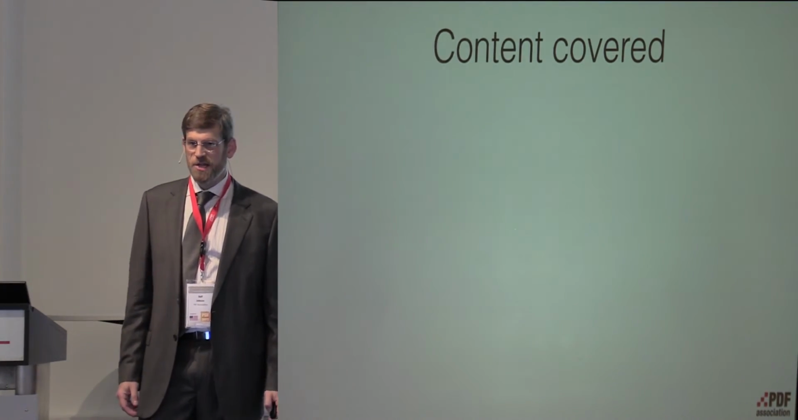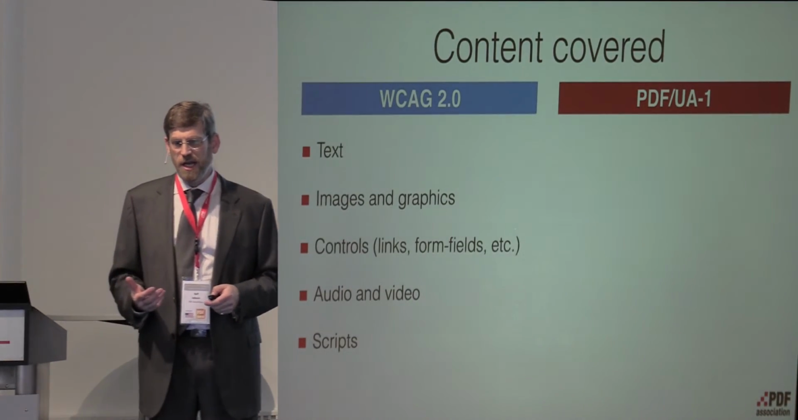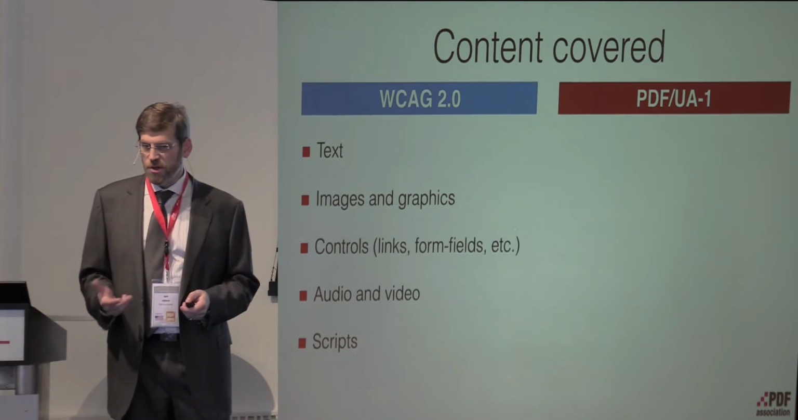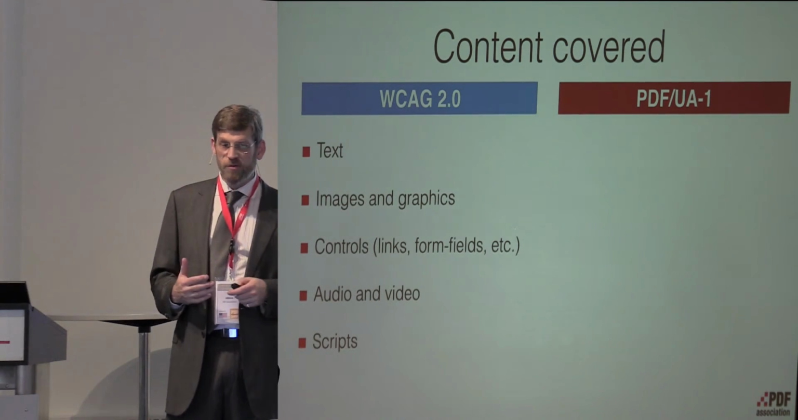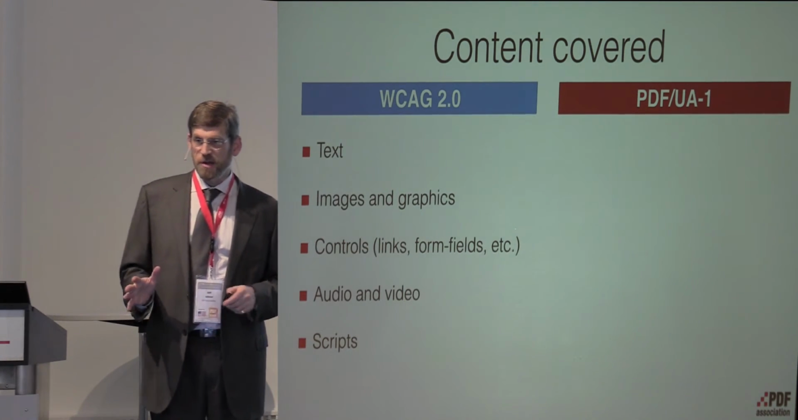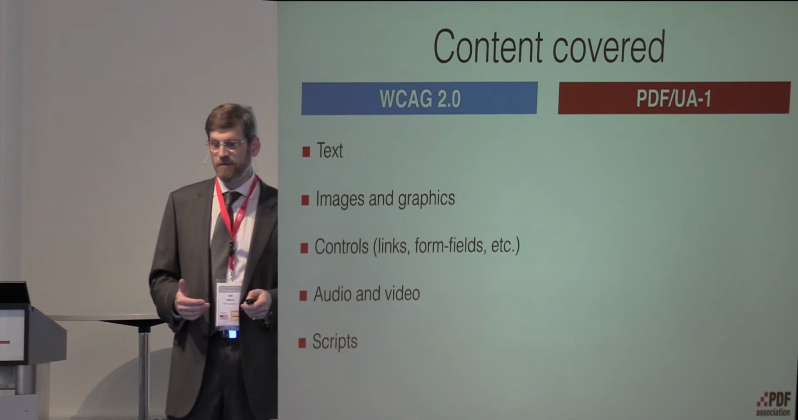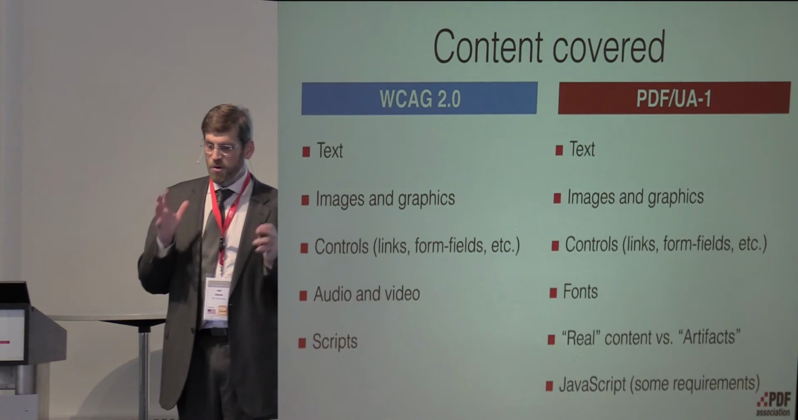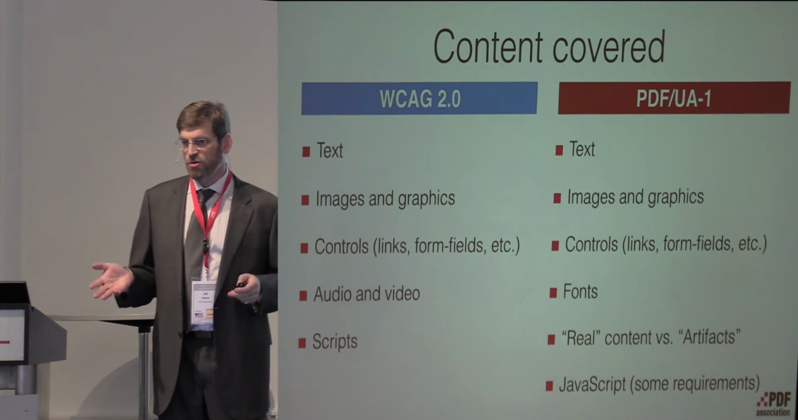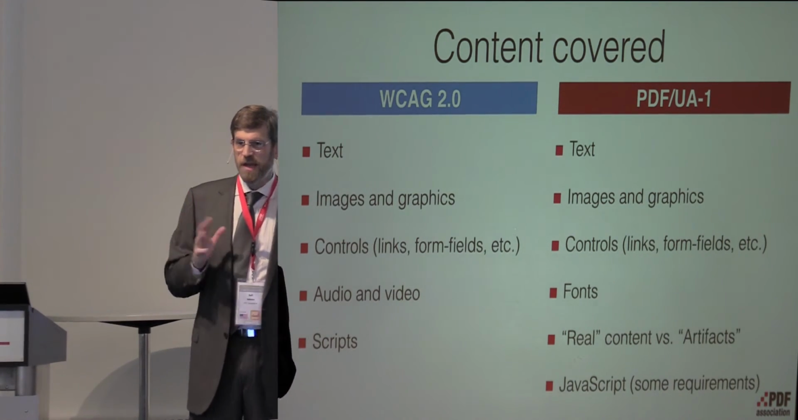So what's the content that these standards cover? There are a lot of similarities and a few differences. WCAG 2.0, of course, covers the text, images, and graphics in a web page, the controls such as links and form fields that allow one to interact with that web content, audio and video content that may be deployed in a web page context, and the scripts that are used in many, many web pages to enable such functionality as navigation. PDF/UA, of course, also covers text, images, graphics, controls, and forms in a PDF document, but also includes a number of specifications that are particular to PDF.